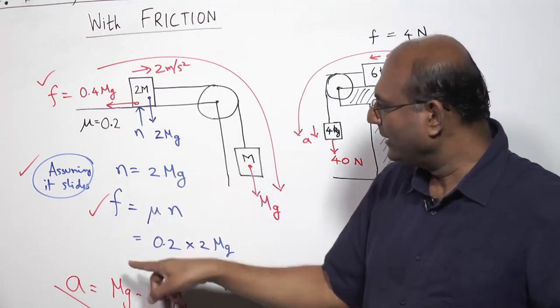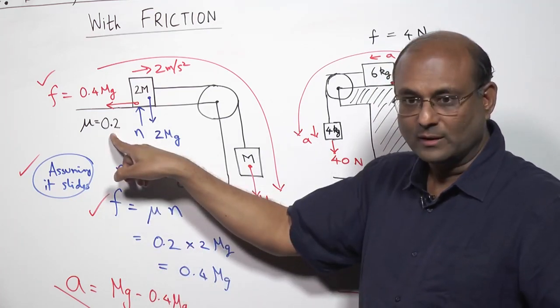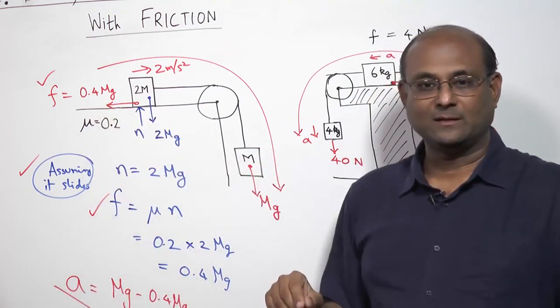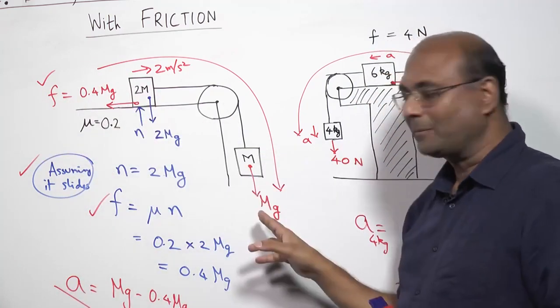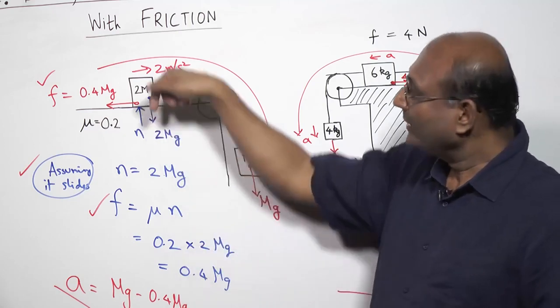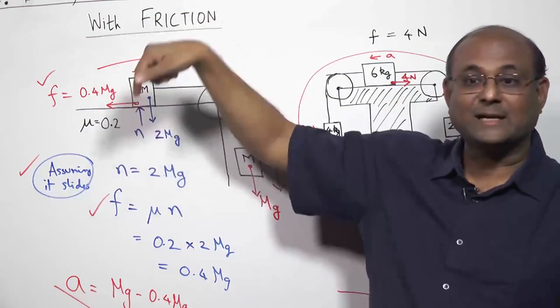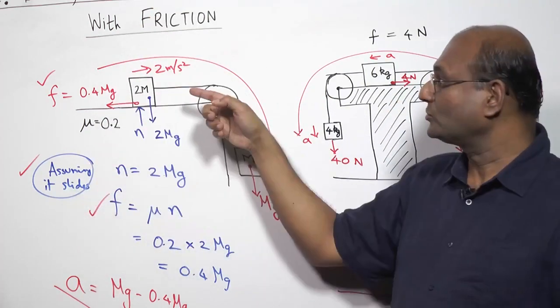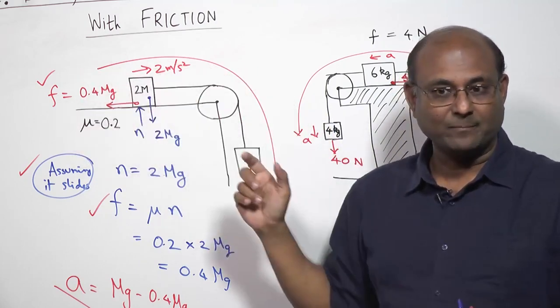But because my mu here was 0.2, the friction force is only 0.4 mg. So can 0.4 mg stop this mg? No, right? Now you can say, well, this has 2 mg, but the 2 mg is vertical. It is not going to stop this sliding on this plane.